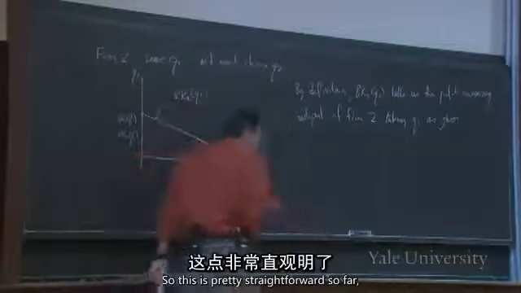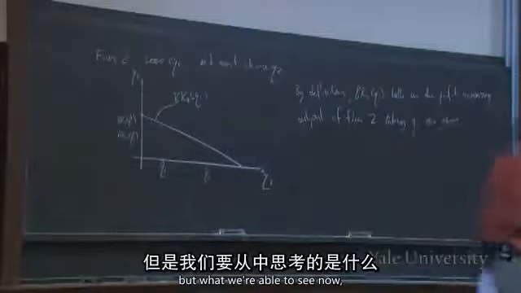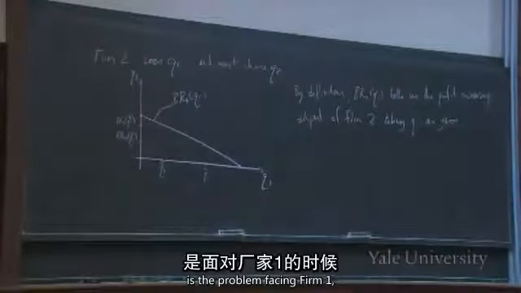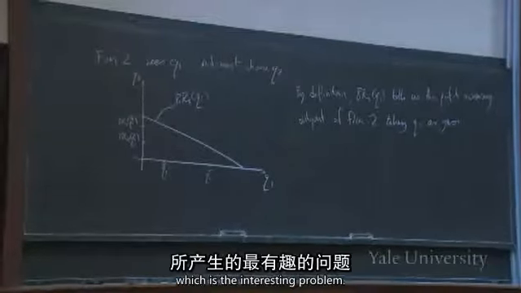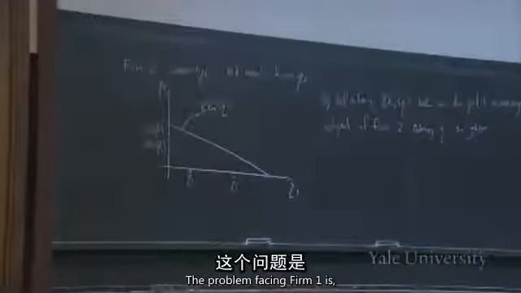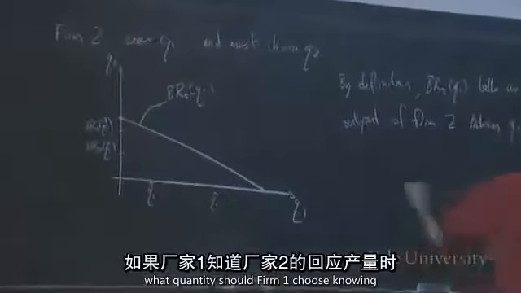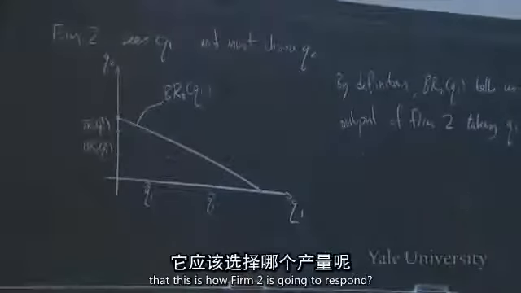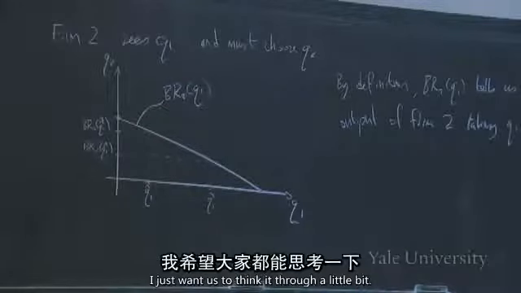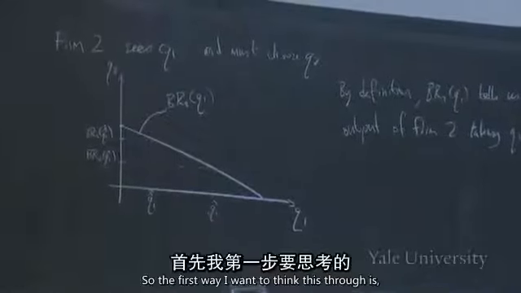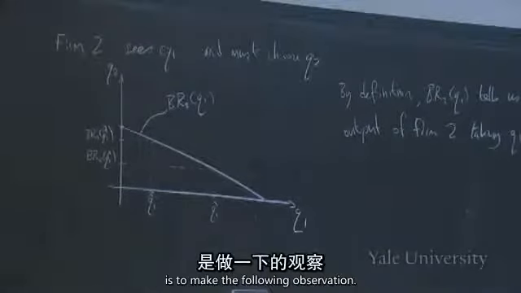All right, so this is pretty straightforward so far, but what we're able to see now is the problem facing firm 1, which is the interesting problem. The problem facing firm 1 is, what quantity should firm 1 choose, knowing that this is how firm 2 is going to respond? Before we solve this out mathematically, I just want us to think it through a little bit. So the first way I want to think this through is to make the following observation.